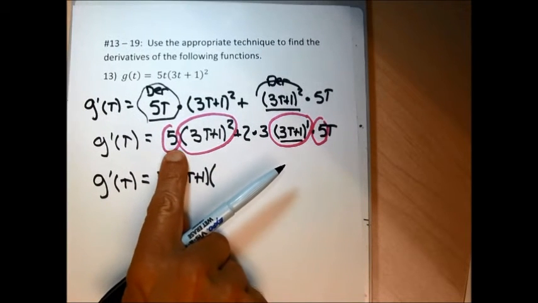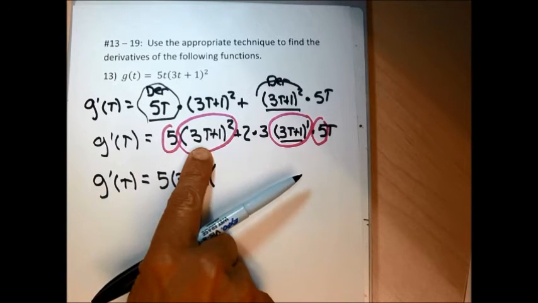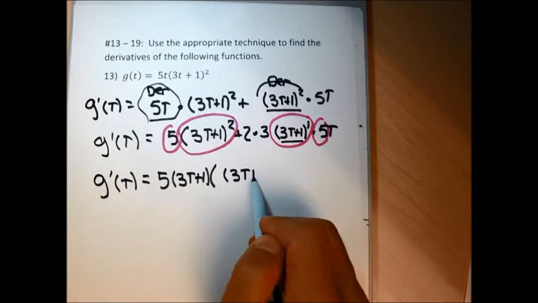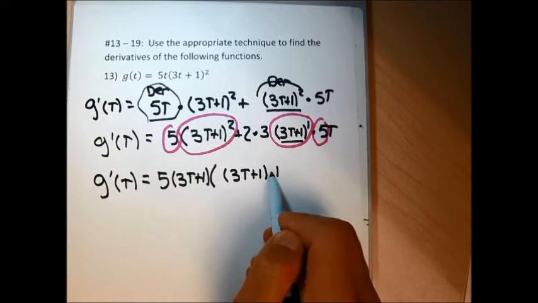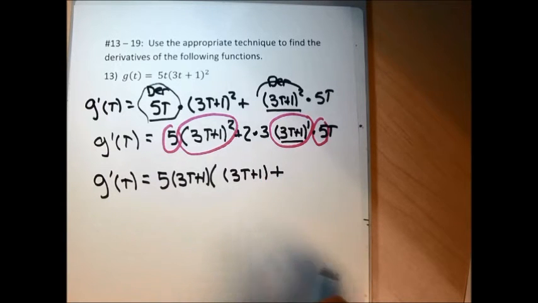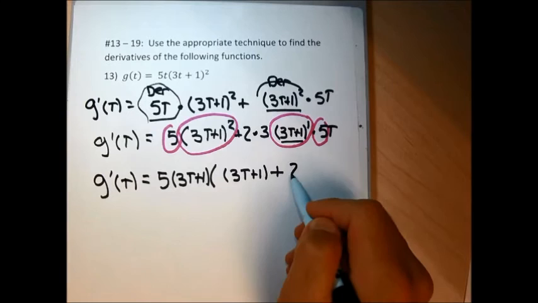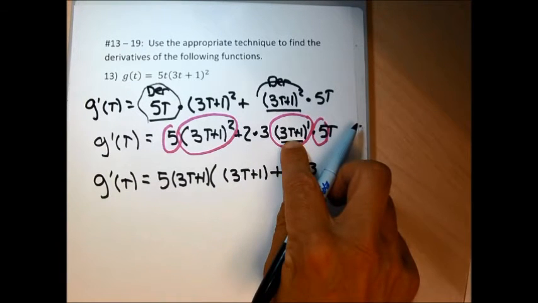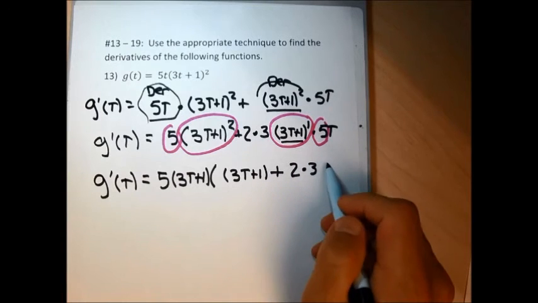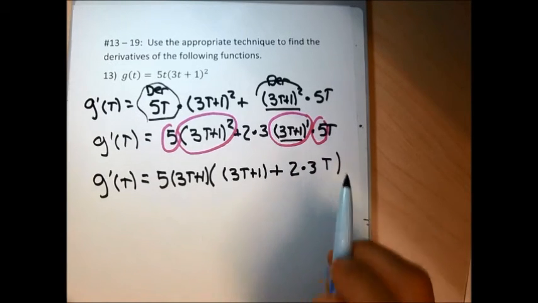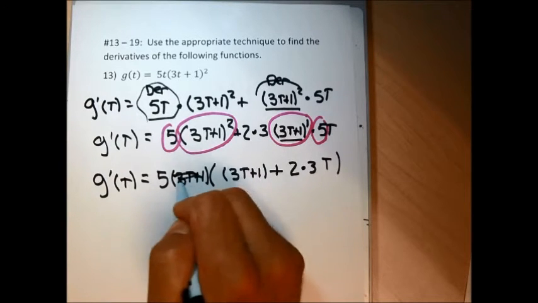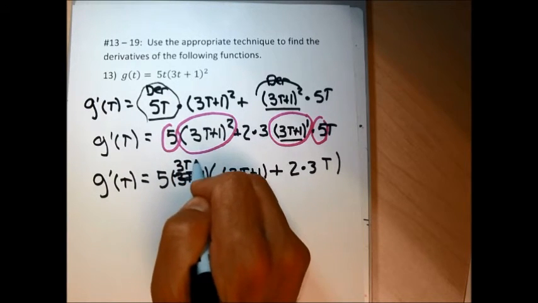From the first piece, if I factor out a 5 and a 3t plus 1, I'm left with one of the 3t plus 1s. It doesn't really need to be in parentheses anymore. Eventually I'll drop that parentheses. From the second piece, I still have the 2 left. I still have the times 3 left. I factored out the 3t plus 1. I factored out the 5. I still have a t left. So that's what's left after I factor out. That barely looks like 3t plus 1, but it was supposed to be.